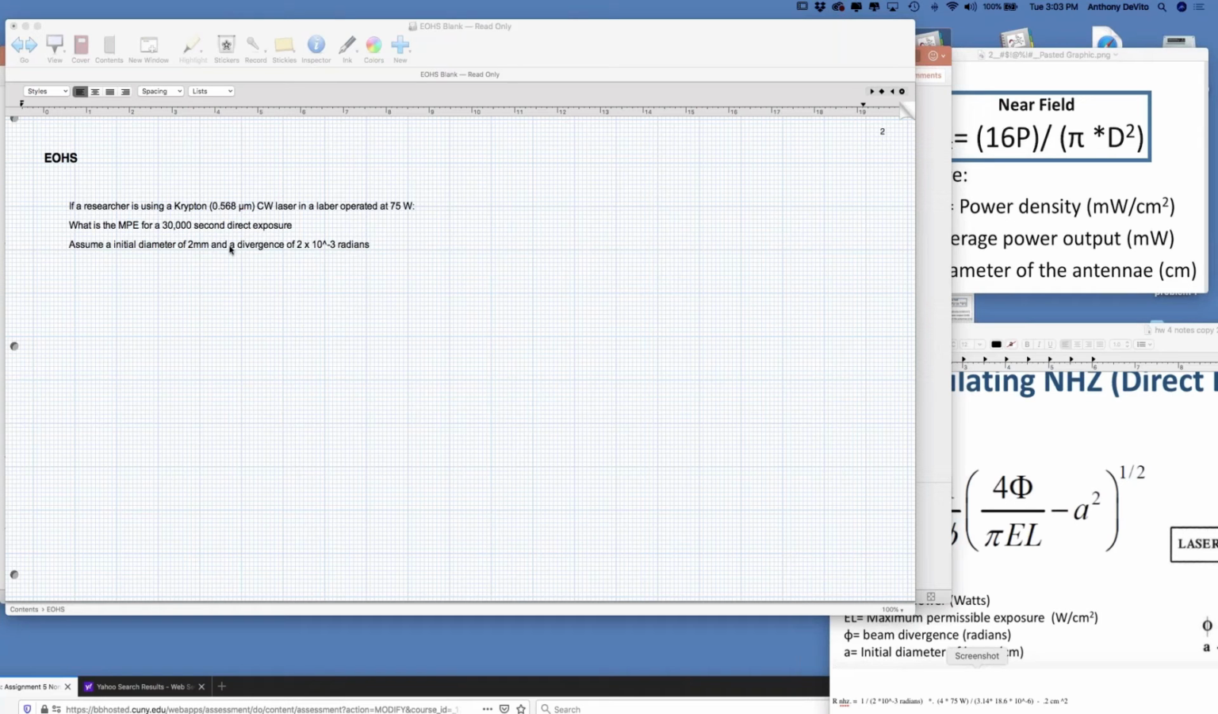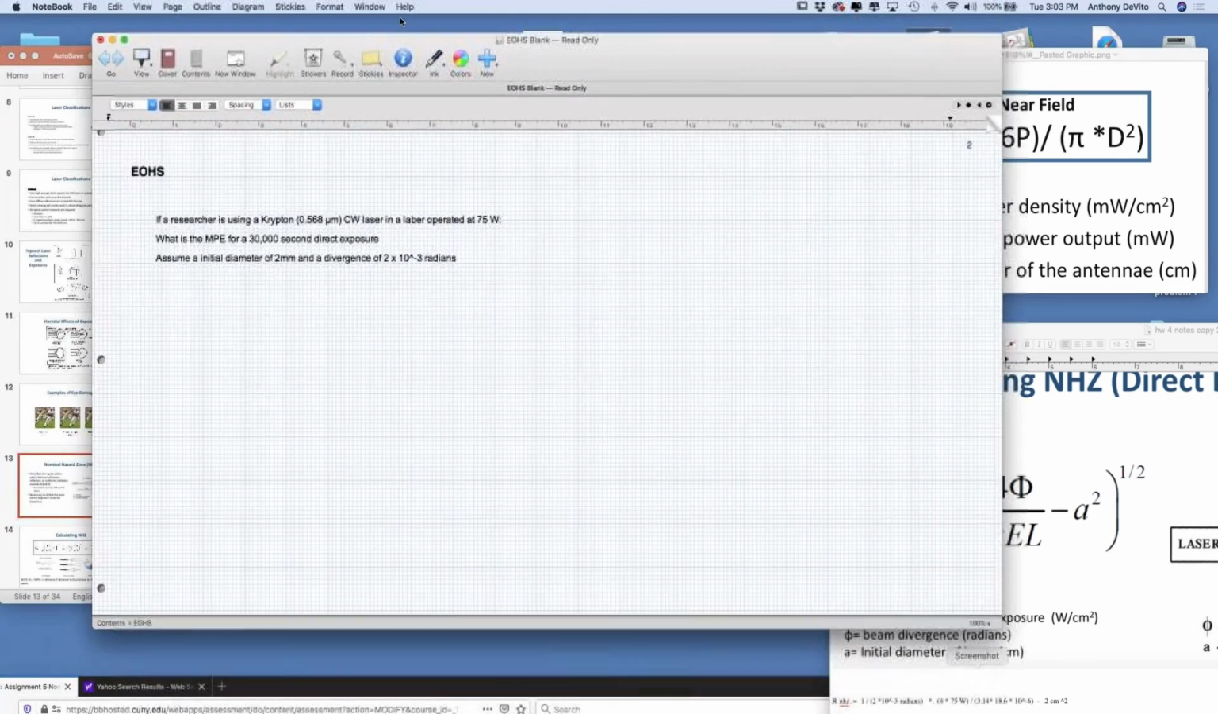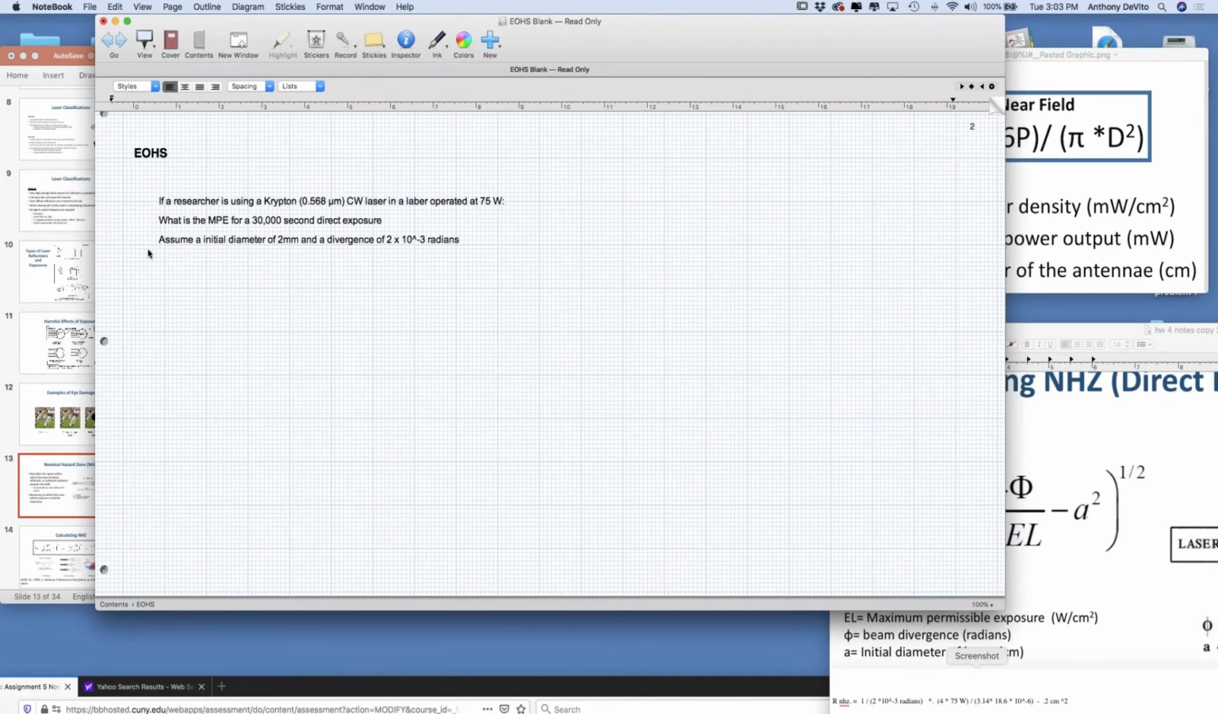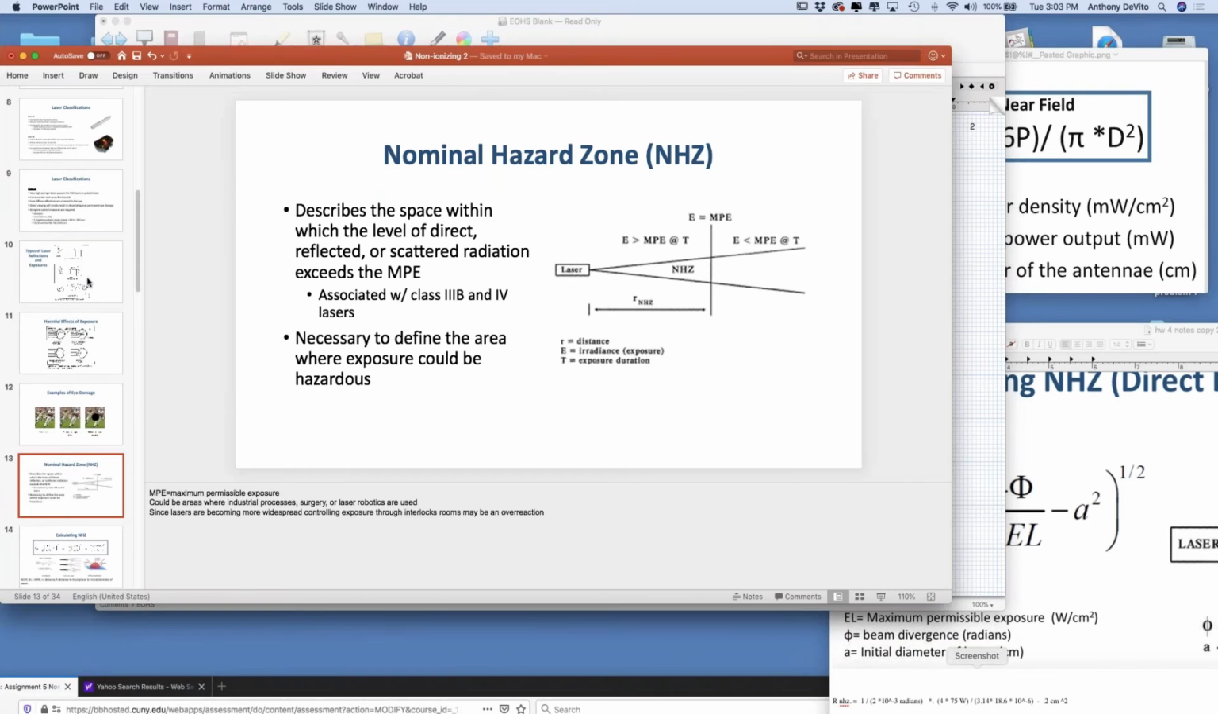So radians have no units. The initial diameter is 2 millimeters, and we have seconds, and the power that we're operating is in watts, and we have a specific kind of laser that we're working with. Okay, so in this case, let's take a look at how we would determine what the maximum permissible exposure limit would be.